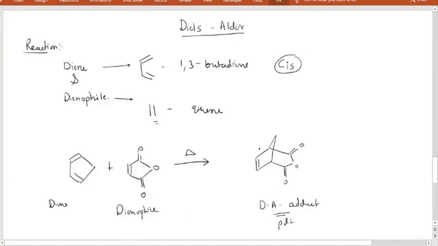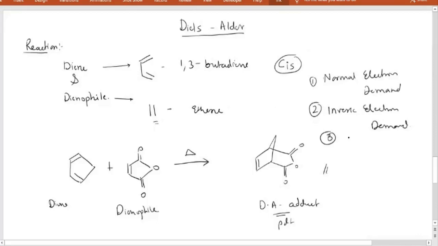This reaction is generally favorable thermally. There are many reactions which take place at room temperature. Also, some reactions take place with the help of catalyst, which is generally Lewis acid. So this is the Diels-Alder reaction. In Diels-Alder reaction, you have various types of Diels-Alder reaction. One is normal electron demand. Okay, second you can say inverse electron demand, and in third case it is neutral.